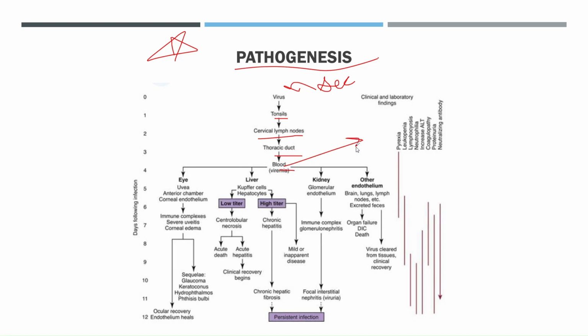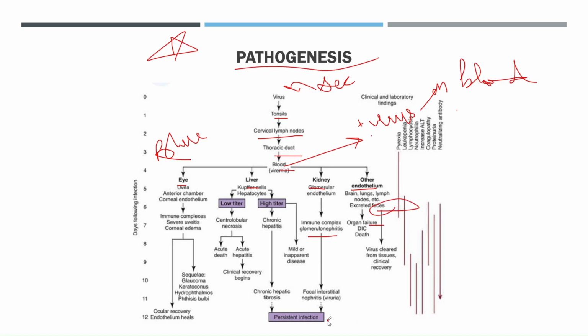What is viremia? Viremia is presence of virus in blood. Okay, so you should know what is bacteremia, septicemia, toxinemia. Simple terms, just go through it. Then it will go to the eye and it will cause one of the very peculiar symptoms of the disease, which is what we call blue eye. Okay, then it will go to liver, causing hepatitis, kidney causing glomerulonephritis, and other endothelium organs causing organ failure, and it will get excreted in feces.